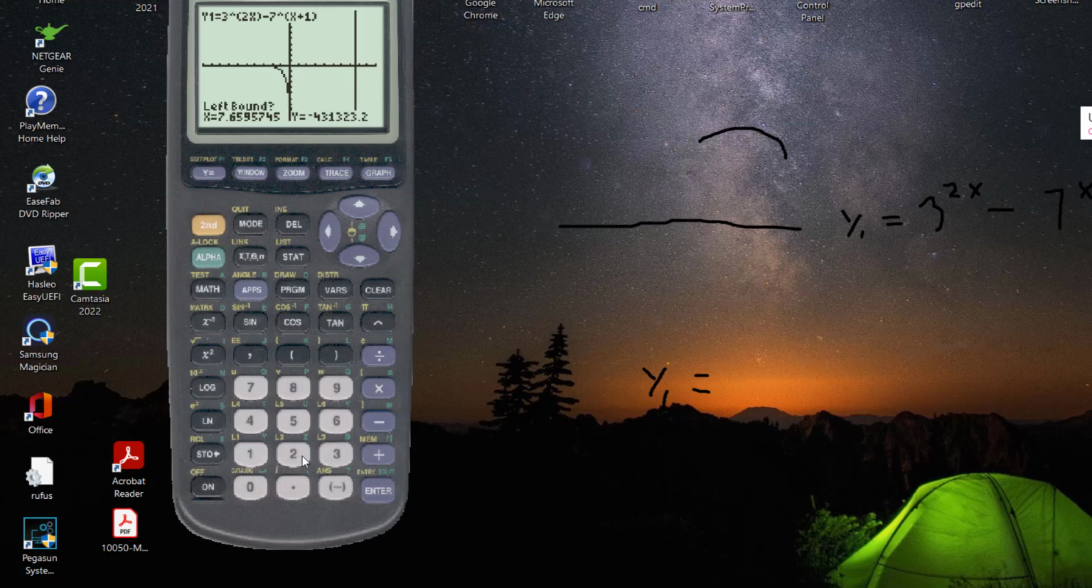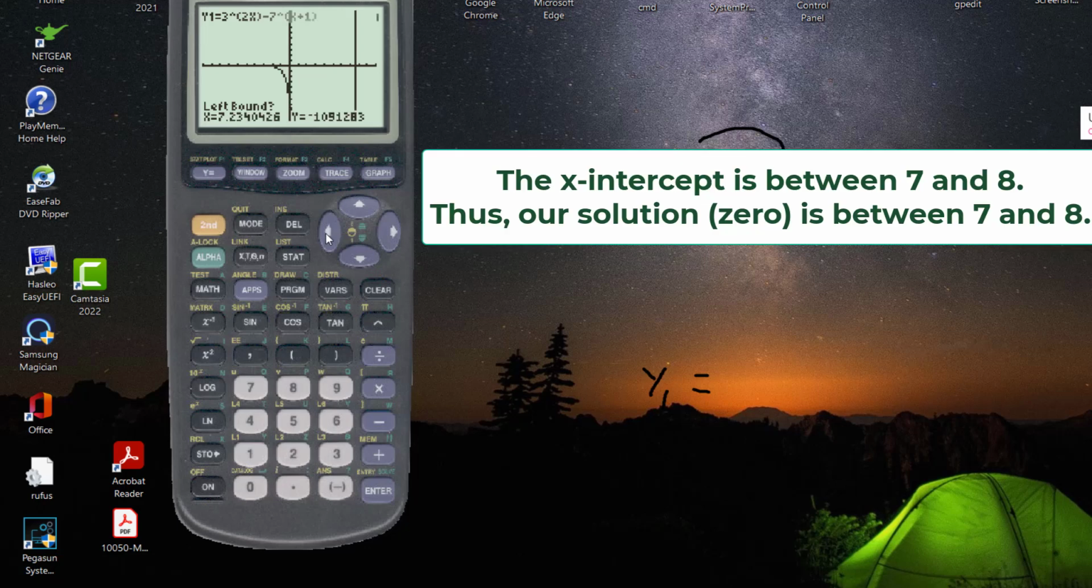So hit 2. And what's a left bound? Okay, so you can see that this is between 7 and 8. So I need to pick something close to 7 or less than 7. This looks to be somewhere in the middle, so I'm going to pick 7.02 and so on. You can see it there. I hit enter, and then it asks you for a right bound.